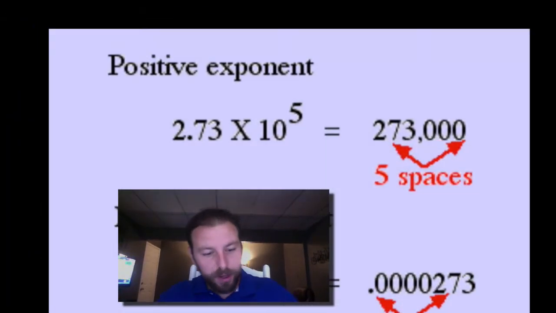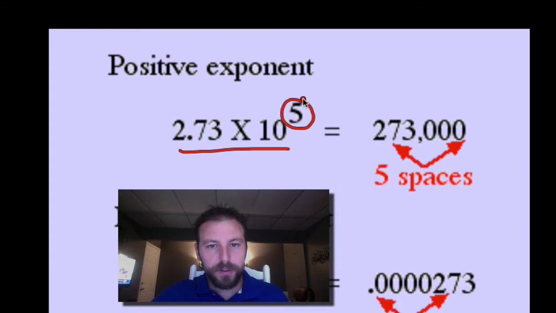Coming up, here we go. We have a couple of examples. We have 2.73 times 10 to the 5th. The 5 up here, the exponent, is positive, so we know that we're going to have a large number. So we count 1, 2, 3, 4, 5 spaces, and 2.73 times 10 to the 5th would be 273,000.